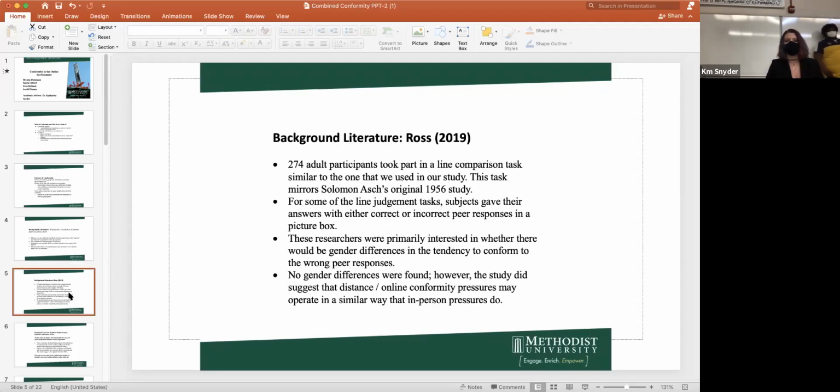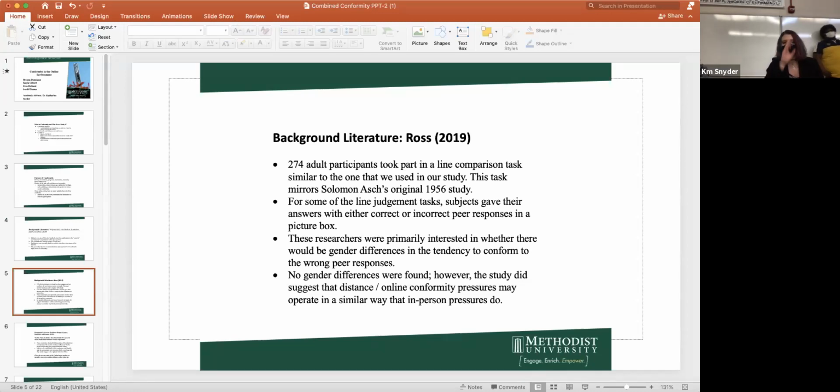Another study that we looked at was Ross in 2019. In this study, there were 274 adult participants who took part in line comparison tasks, very similar to the ones used in the Asch conformity studies and in the line matching tasks that we used for our study as well. For some of the line judgment tasks, subjects gave their answers with either incorrect or correct peer responses in a picture box. They were able to see what answers their peers were giving.